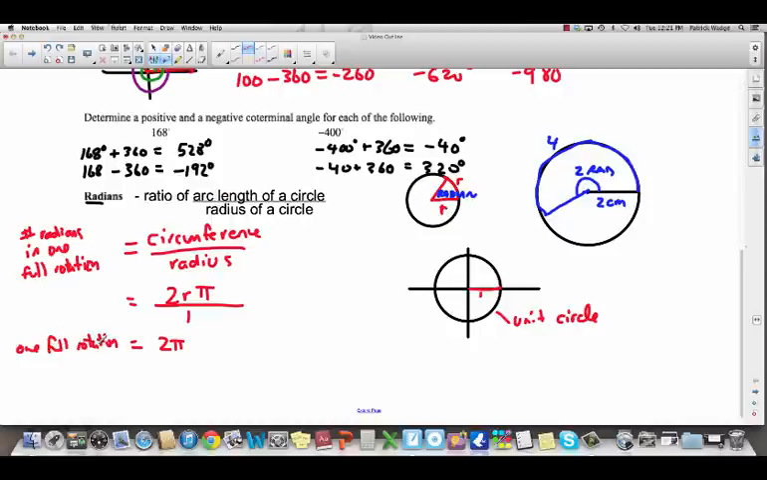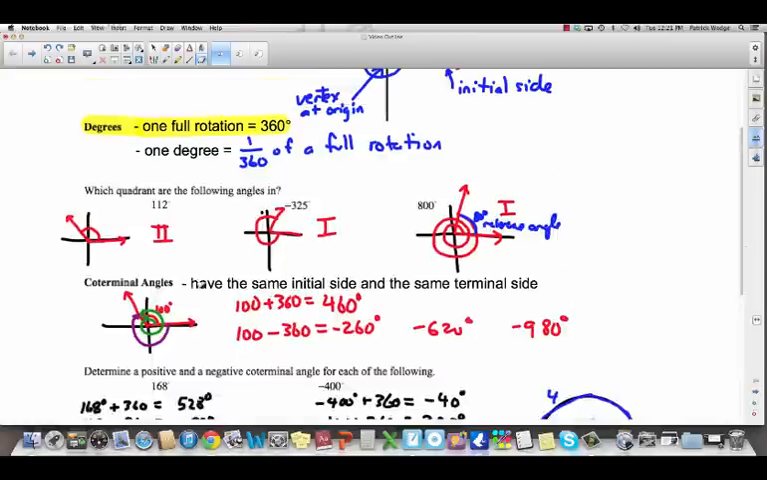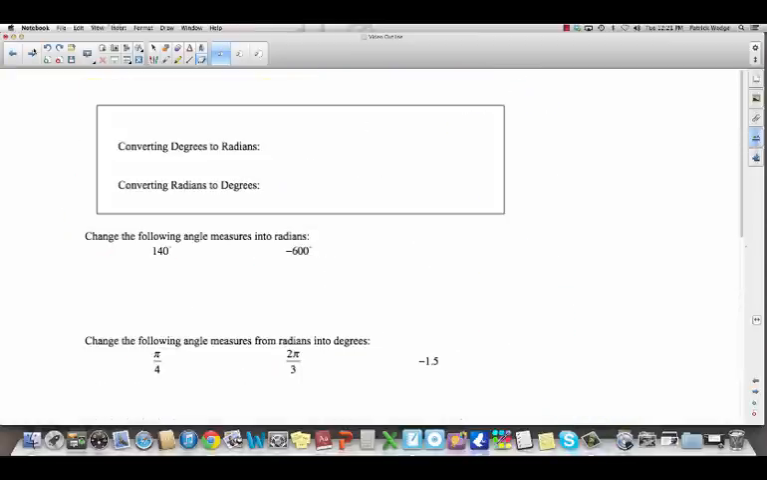Well, now that we figured that out, this is 2 pi radians, right? Now that we figured that out, we can figure out how many radians there are in a degree, or how many degrees there are in a radian. How are we going to do that? We're going to equate this 2 pi radians with the 360 degrees. Let's do that on the next page.